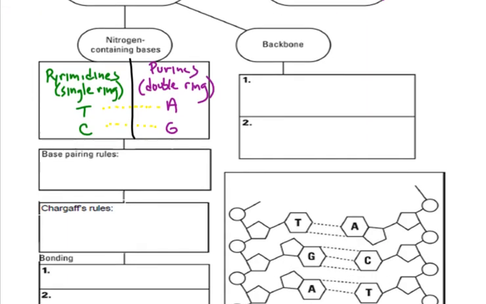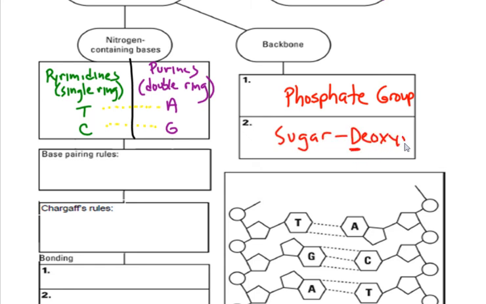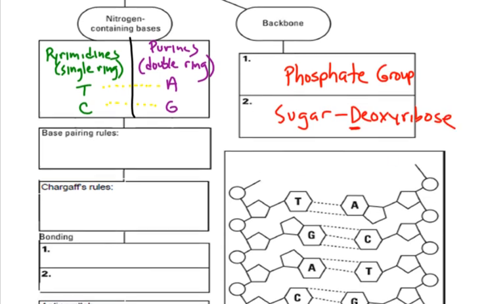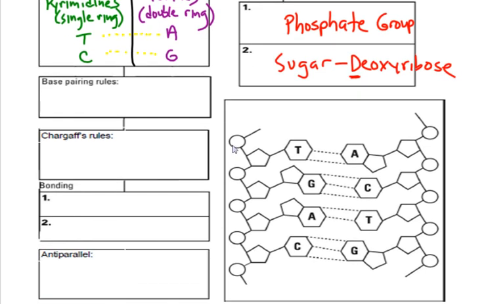Now the backbone of your DNA, you are going to have phosphate groups, so phosphate, and then you are going to have your sugar. And your sugar, remember for DNA, that's where it gets its name, is deoxyribose. So sugar, phosphate, backbone. So here's our phosphate right here, and then here is our deoxyribose right there.